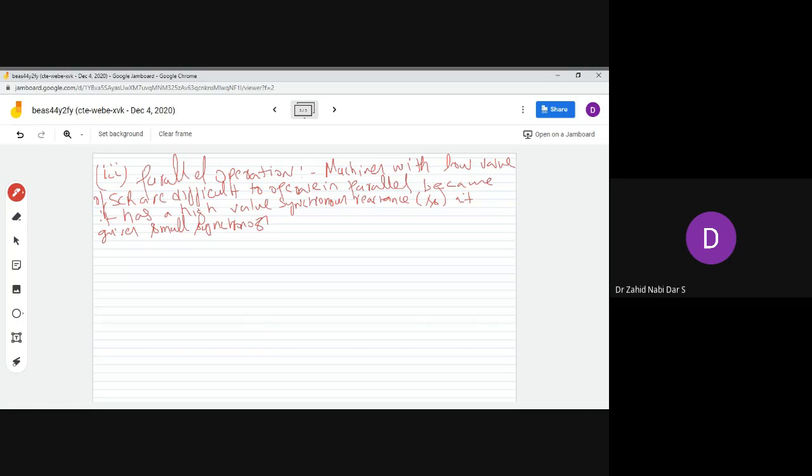I will write it down one more time so that you understand. So it gives a small synchronizing power. If we see the synchronizing power, P is equal to EV over XS. So if it has a large XS value, it is in the denominator. What happens to the power? Power becomes less. So this is the reason it becomes less.